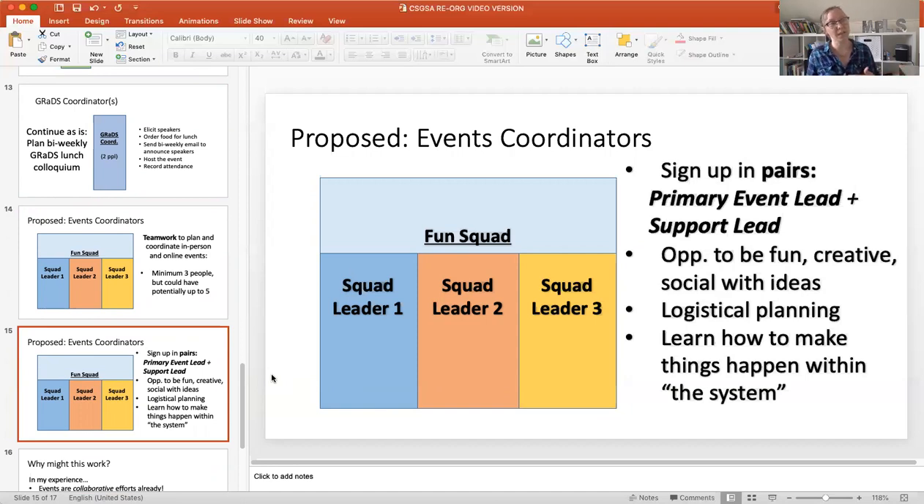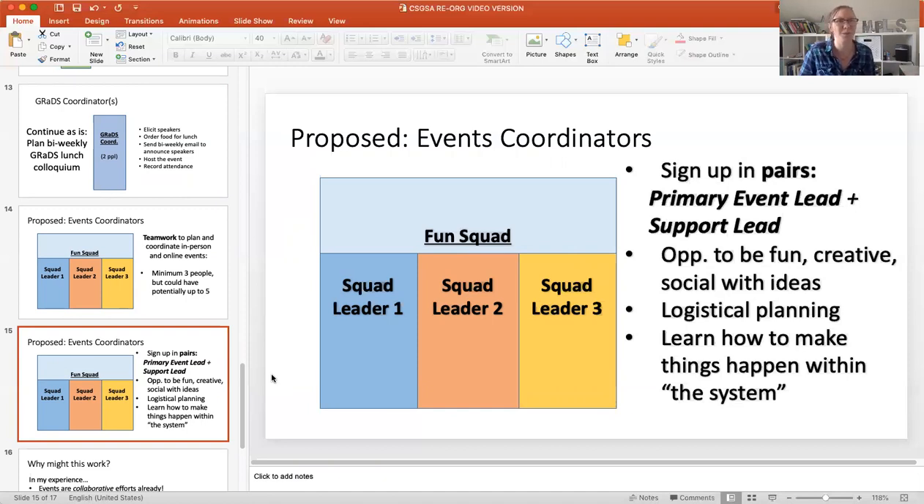So we also would assign a support lead, who is the person who's helping that primary event lead to make things happen in a way that's functional. Also just rolling ideas around off of each other. I've found that a lot of the events that I've been planning, it's like, oh, how do we make this a cool, interesting event that people actually want to come to?